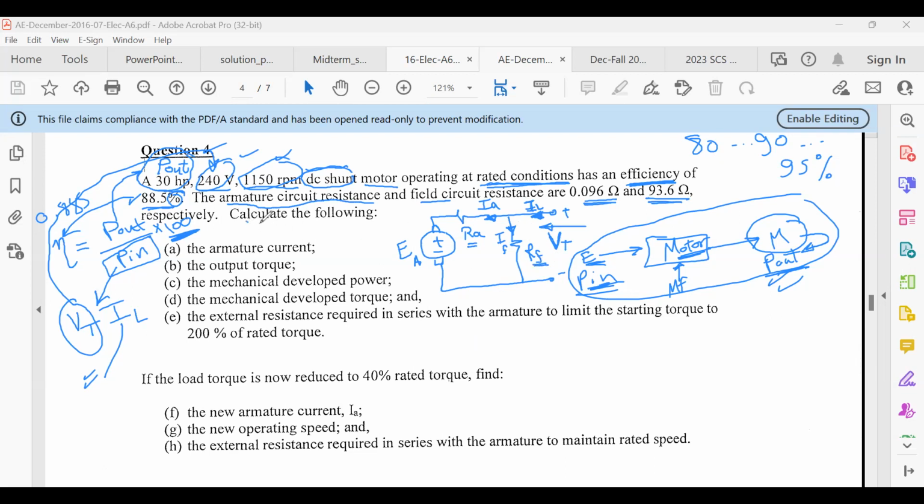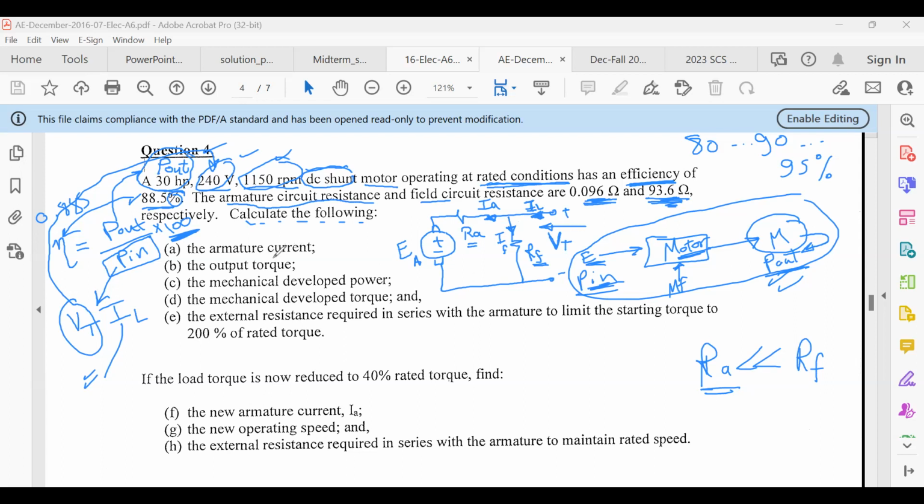And then they're asking you to calculate a list of things. One note here is that the RA is usually much lower than the RF. The RF, because it's in shunt, is much higher than the armature resistance. This is just to give you a sense of the values that you see. You can see this one is almost 100. This one is almost 0.1.